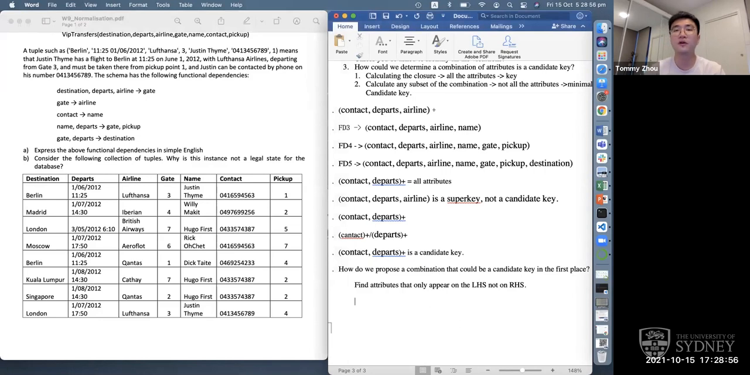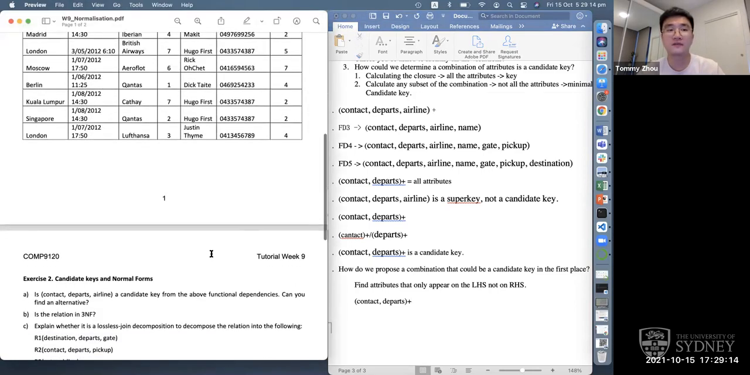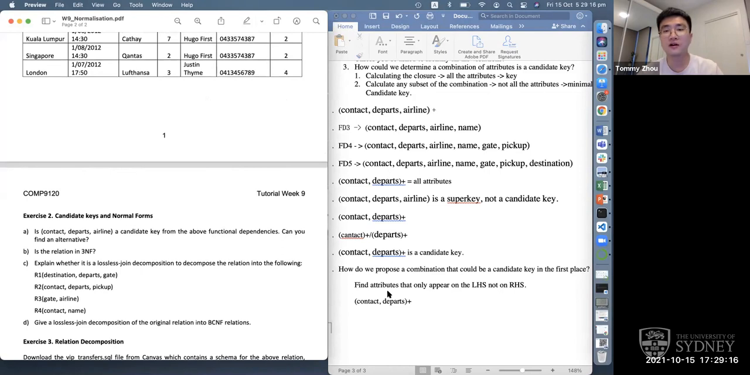So the very first combination of attributes you want to verify is contact and departs. Yeah. All right, this is how we do this kind of question in the first place: what is the first combination you want to verify? Okay. Second question: is this relation in second normal form or third normal form?